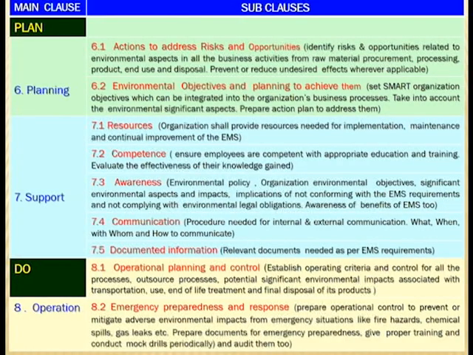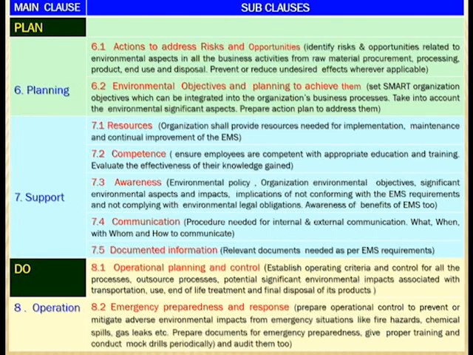Next, main clause 6 focuses on planning. 6.1 talks about how to identify risks and opportunities related to environmental aspects in all the activities of the business, from raw material procurement, processing, product and use and disposal. Prevent or reduce undesired effects wherever applicable.